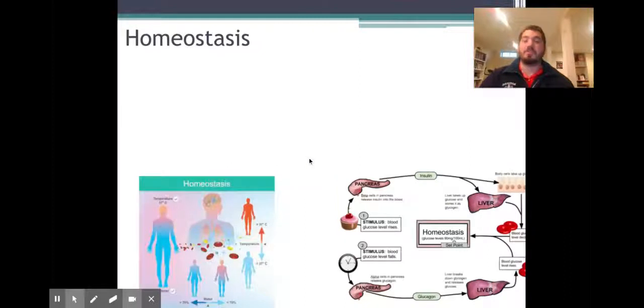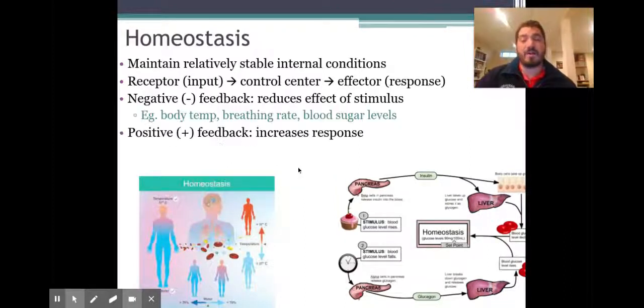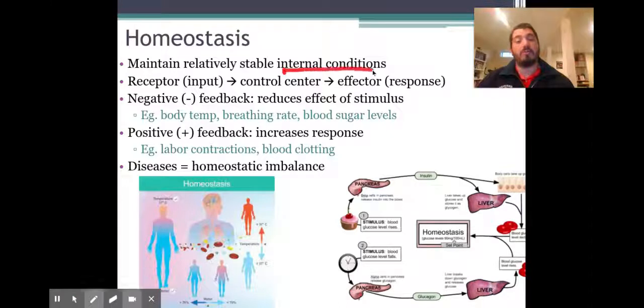All right, so here's a big word that I know you remember from biology, and it goes back to those survival needs, right? Homeostasis is maintaining a stable internal environment, right? And that's key to surviving.